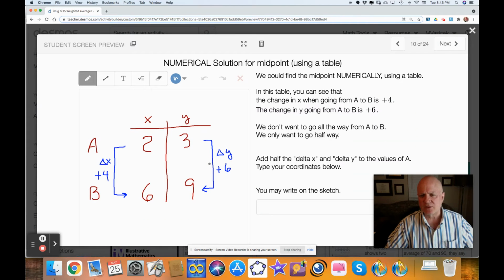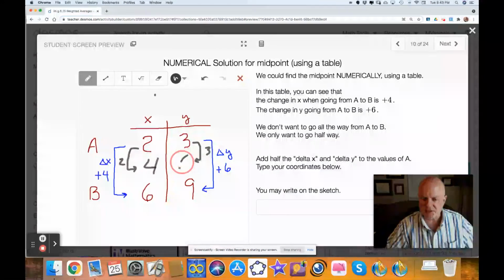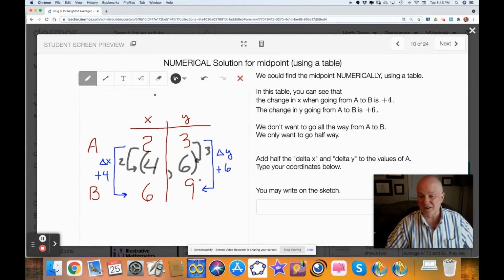And then we come to this fellow. This is to do this numerically. And if you're doing this numerically, that's with the table. To go from 2 to 6 is a change of 4. And to go from 3 to 9, it's a change of 6. And if I wanted to go to the midpoint, I would go halfway. So I'm only going to go half of this distance. Half of 4 is 2. So I go 2 plus 2 is 4. Half of 6, right here, is 3. So I'm going to go halfway, and I end up at 3 plus 3, which is 6. So I end up at the same point, (4, 6). But I'm doing it numerically.